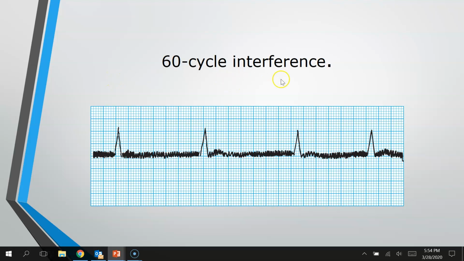The 60 cycle interference. This is some type of electrical interference. So we see our QRS, but there's something going on. And now with every bit of technology we use and so many electrical instruments and things we use in the office, we see this more and more. So you might have to unplug the EKG machine and use it off the battery. You may need to look around and see what might be interfering with that. But this is definitely interference from some type of electrical source.